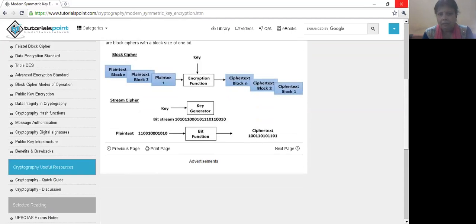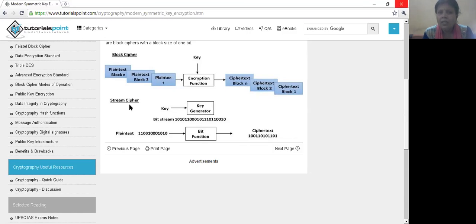Now this diagram will make it more clear. In the block cipher, we have plain text block 1, plain text block 2, up to plain text block n. On these we apply the encryption function with the key to produce ciphertext block 1, ciphertext block 2, up to ciphertext block n. Plain text block 1 goes first, so ciphertext block 1 is generated first. Similarly, plain text block 2 goes second, so ciphertext block 2 is generated second, and plain text block n goes last, so ciphertext block n is generated last.